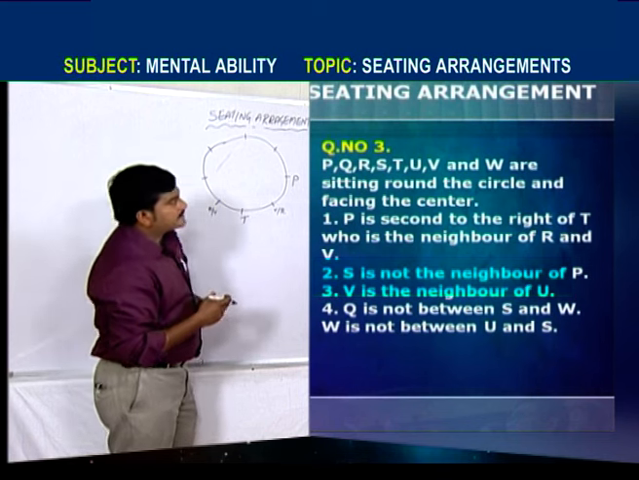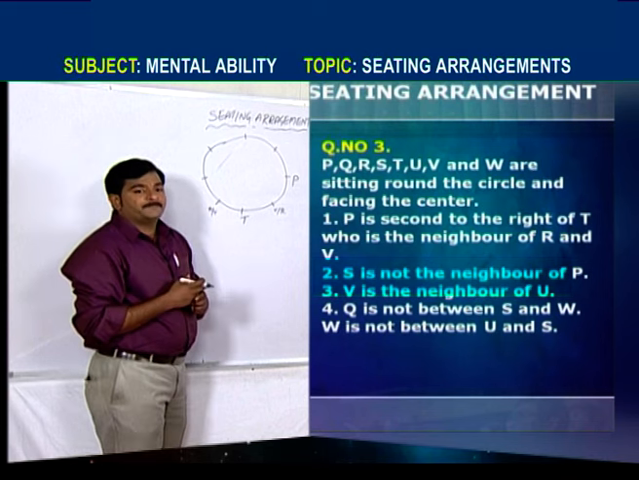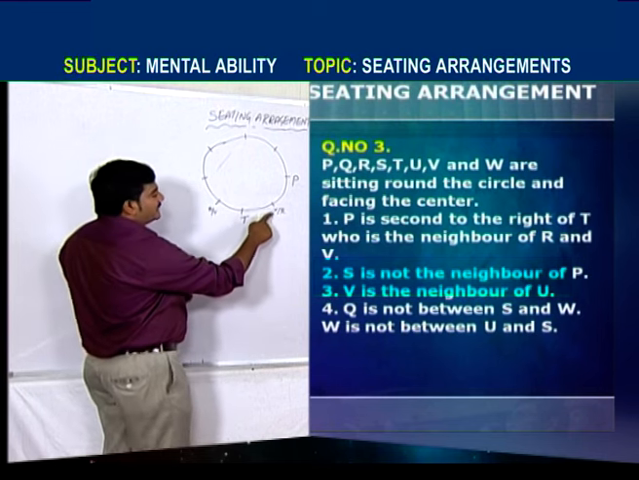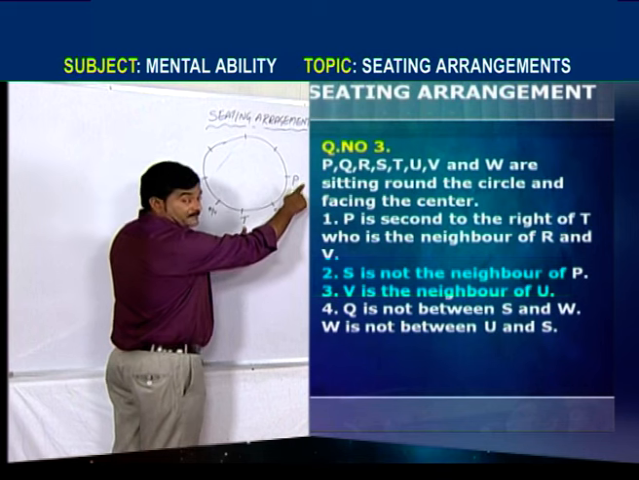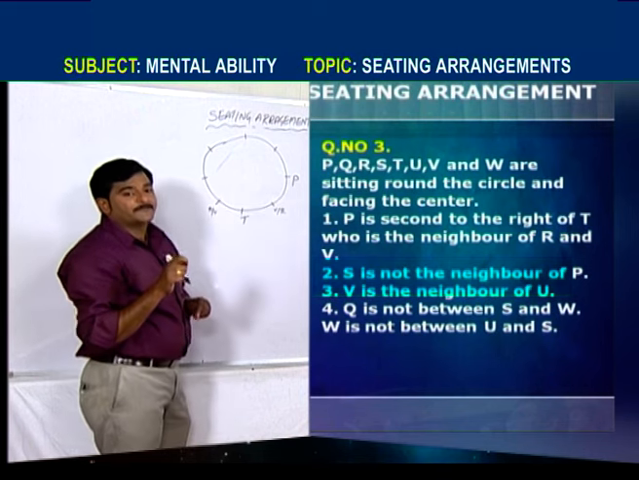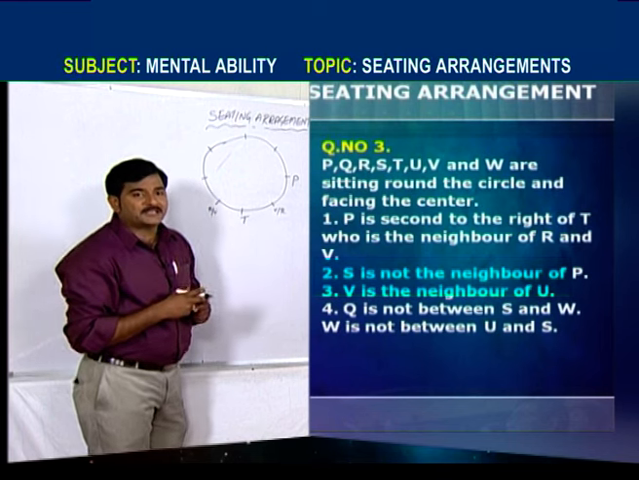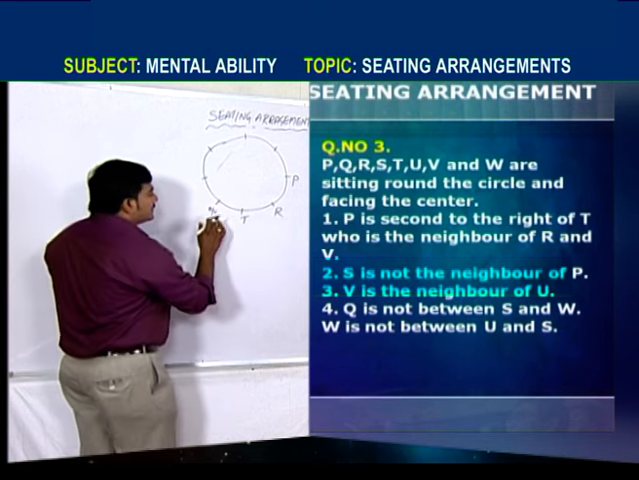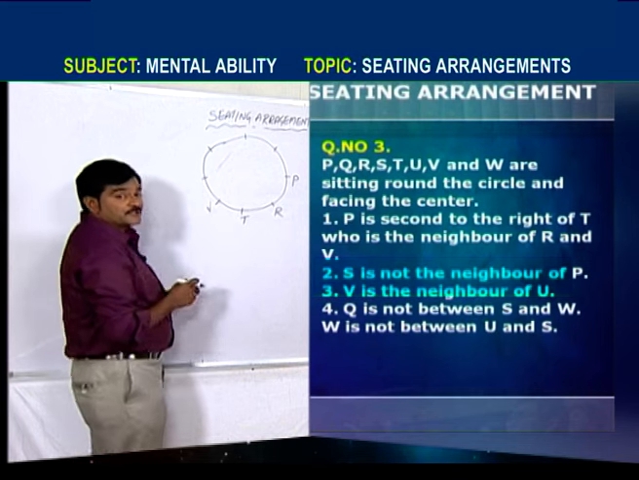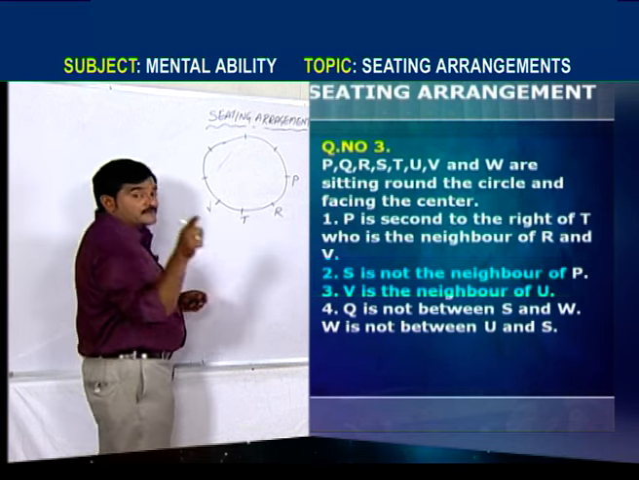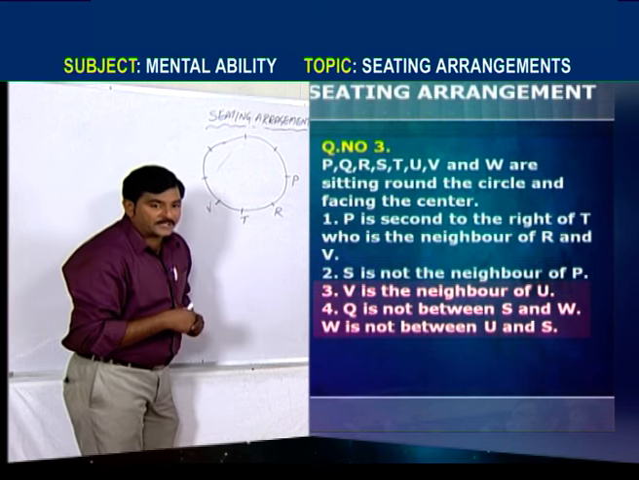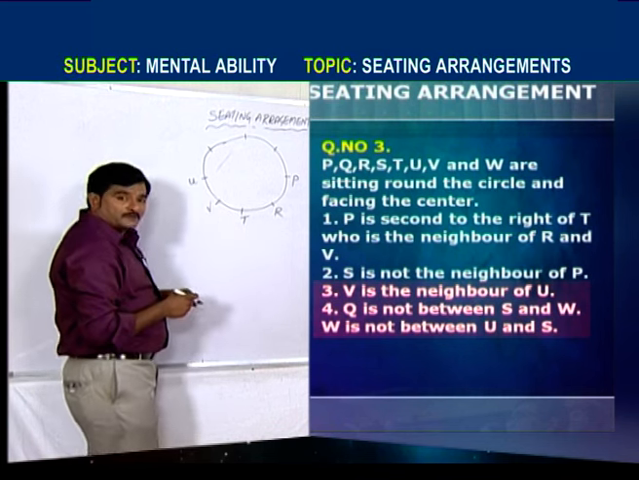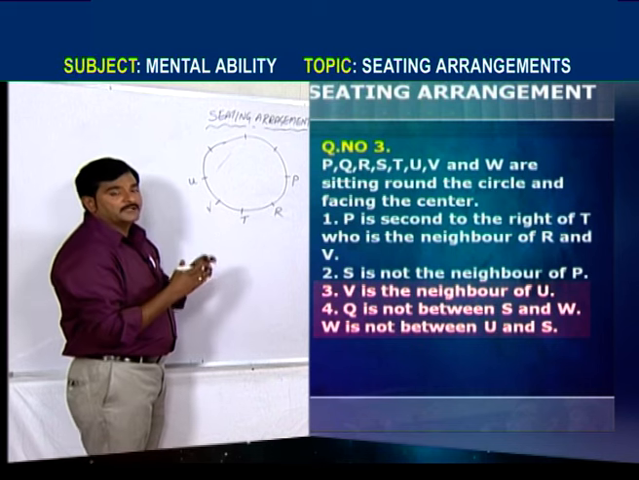Next condition is the one he mentioned here. V is the neighbor of U. See, for example, if I take V here, is it possible to take U here or here? No. But the condition is that V is the neighbor of U. So this position must be whose position? R's position. If this is R's position, then this is V's position, because T is the neighbor of R and V from the first condition. And from the third condition, V is the neighbor of U. So this position is U's position, because U is the neighbor of V. They must be adjacent to each other.